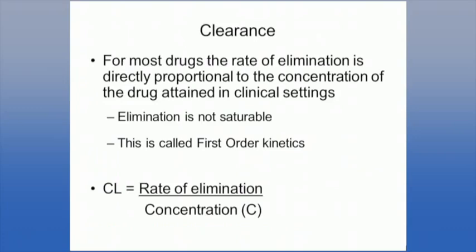So when we talk about clearance, we try and utilize some type of mathematical equations. For most drugs that we use in clinical medicine today, the rate of elimination is directly proportional to the concentration of the drug attained when that drug is used as clinically indicated. Okay, that's an important concept, as clinically indicated. So that is, the more drug you give, the rate of elimination increases. This is like a kind of homeostatic process, a way of keeping the body in tune or in balance. So this type of elimination is considered to be not saturable. We use the term first-order kinetics to describe this. And the equation looks something like clearance being the rate of elimination divided by the concentration represented by the letter C.